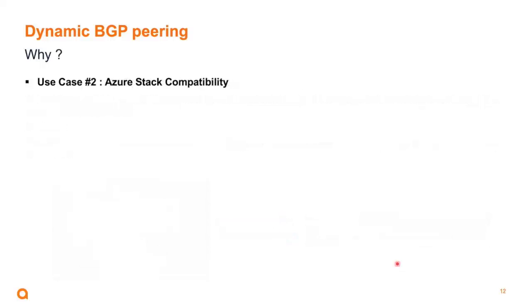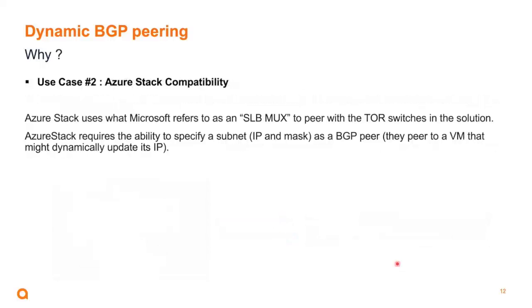The second use case is related to Azure Stack. Azure Stack uses today a mechanism called SLB MUX, which allows VMs to peer directly with the top of racks using BGP. But it also requires being able to specify a subnet as a BGP peer on the top of rack, because VMs might dynamically change their IP addresses. So the top of rack must automatically and dynamically adapt its peering to handle this use case.